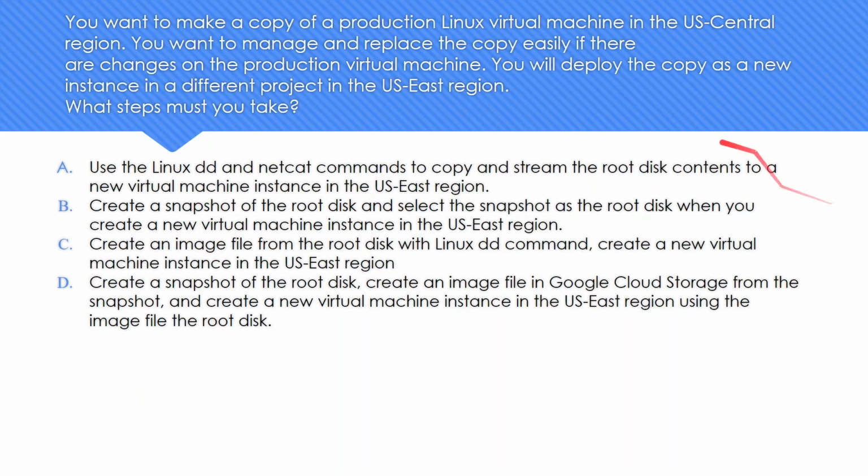Basically, the word "different" project is going to be an important one. Kumar also mentioned it. So you can take a snapshot, but if you use a snapshot and create it in US East in the same project, it's going to work. We know the scope of the snapshot is within the project only, so you cannot go outside the project. So B is going to be ruled out just because the scope is limited for a snapshot.